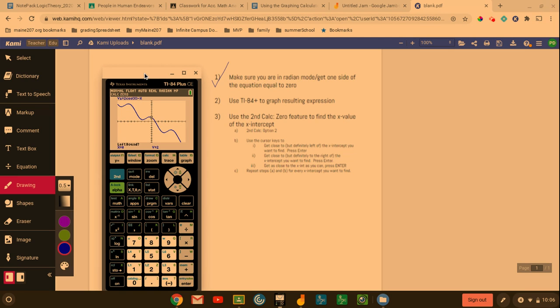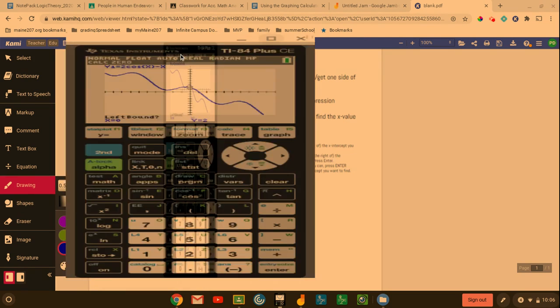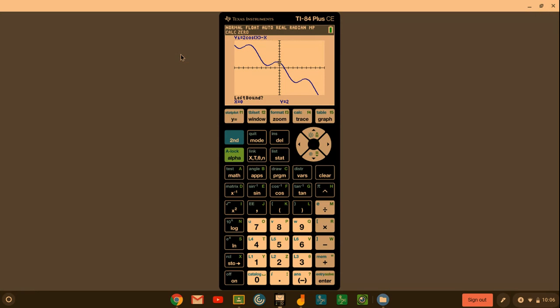Basically, the calculator is asking me, where do you want me to look for this answer? Where do you want me to look? And I want to look around here for the 0. So it's going to say, what's the left bound? I use the left and right keys. I want to make sure I'm to the left of that 0. Right now, I'm obviously to the left of the 0, but I could be closer. So I'm going to move a little closer. Oh, maybe too far. So I'll go back a little bit. I want to make sure I'm to the left of it. I'm sure I'm to the left of it there.